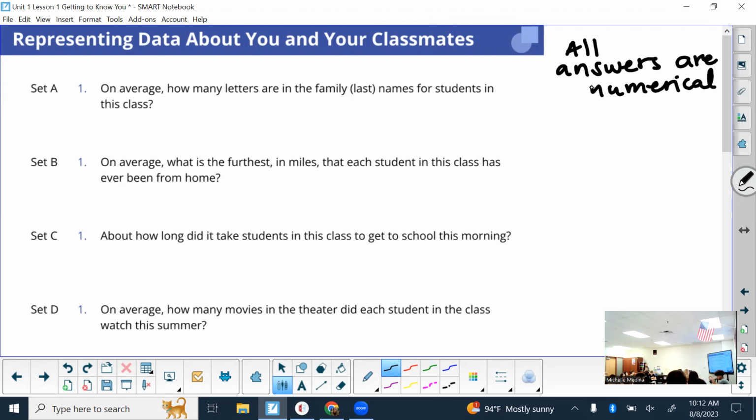All right, so for example, what was like a typical answer for the letters in someone's last name? Sorry, what was that? 7, 8, something close to that, right? Doesn't have to be 7 or 8 exactly, but something close to that.